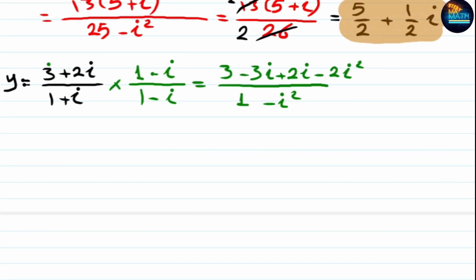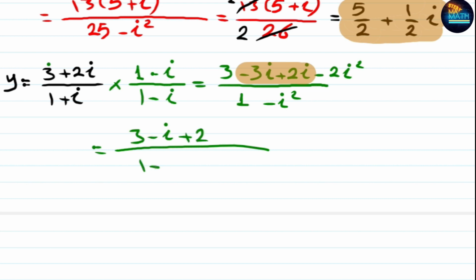In the numerator, we have like terms. Negative 3i plus 2i is negative i. And negative 2i squared means negative 2 times negative 1, which is 2. All over 1 minus i squared means 1 minus negative 1, which is 2.